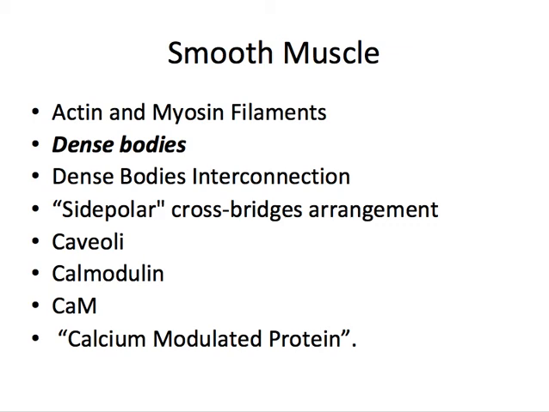The actin filaments are attached to the dense bodies, which are also called plaques. Some of these bodies are attached to the cell membrane and others are dispersed inside the cell. And these dense bodies contain a protein alpha actinin, which is very similar to the Z line.